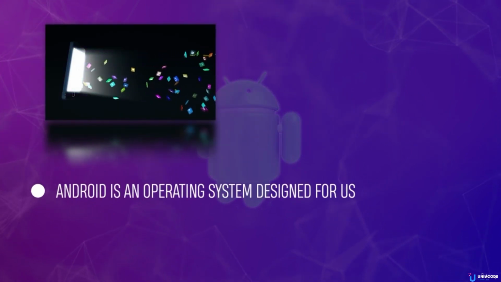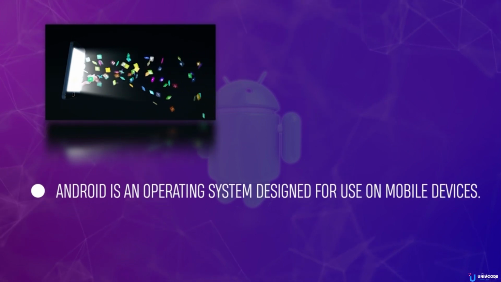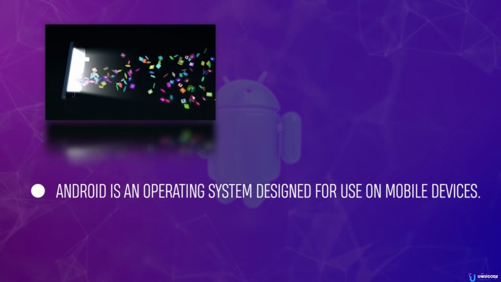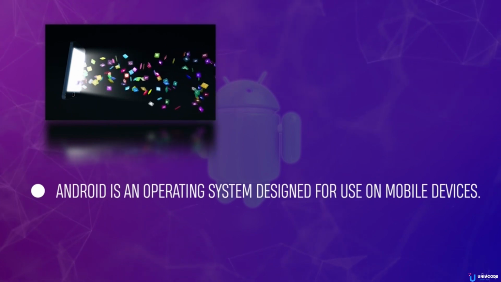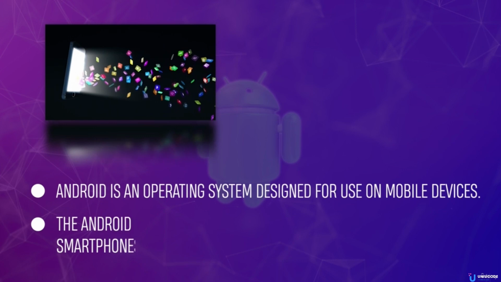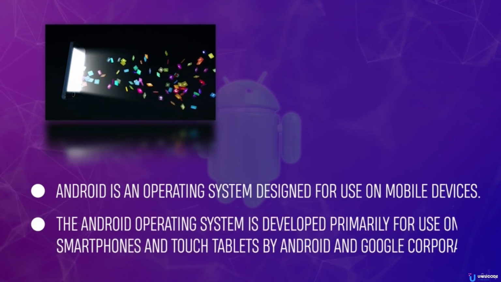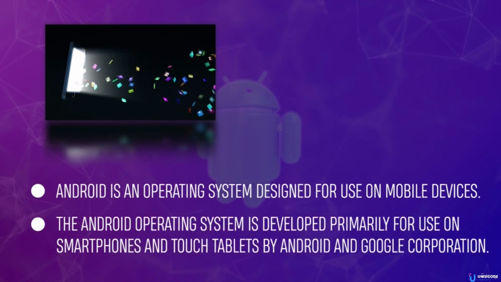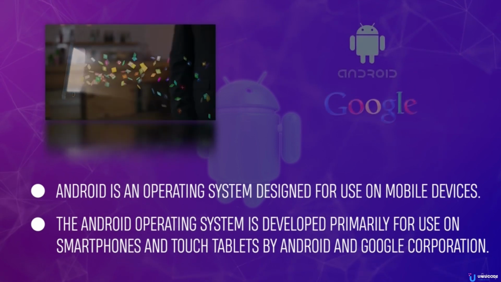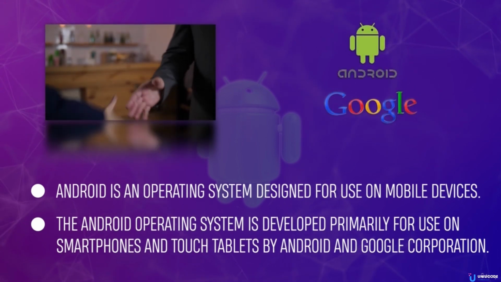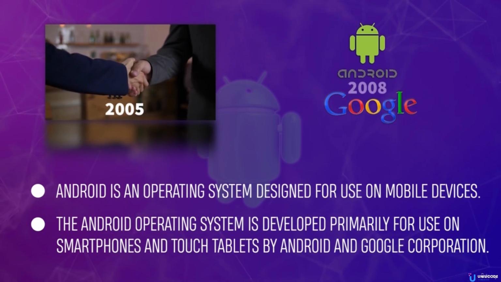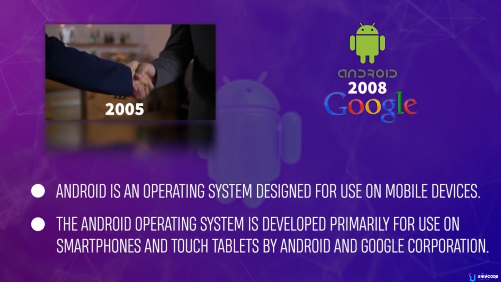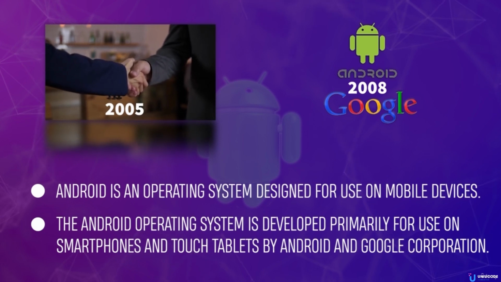Android is an operating system designed for use on mobile devices. The Android operating system was originally created for use in digital cameras. Bet you didn't know that, did you? So the Android operating system is developed primarily for use now on smartphones and touch tablets by Android and Google. Google bought the Android company in 2005, and the Android operating system was released in 2008.